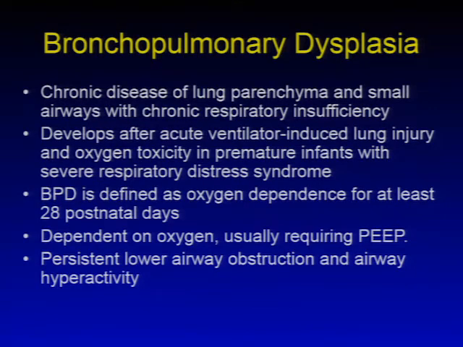Bronchopulmonary dysplasia is a chronic disease of the lung parenchyma and small airways with chronic respiratory insufficiency. This typically develops after acute ventilator-induced lung injury and oxygen toxicity in the premature infant with severe respiratory distress syndrome. It is defined as oxygen dependence for at least 28 postnatal days. Most of these children depend on oxygen, and they usually require some degree of PEEP. They always have persistent lower airway obstruction and airway hyperreactivity later in life.